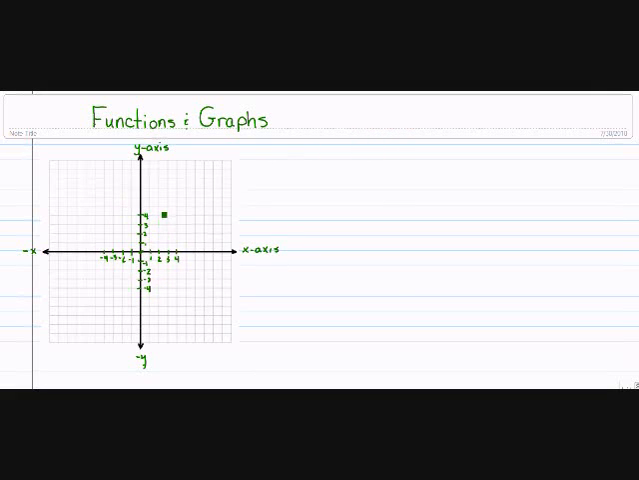We can have a point, which this would be point 1, 2, 3 on the x-axis, and that's a +4. This is called an ordered pair.